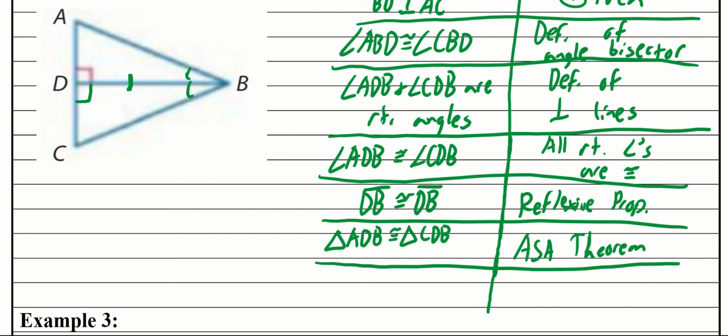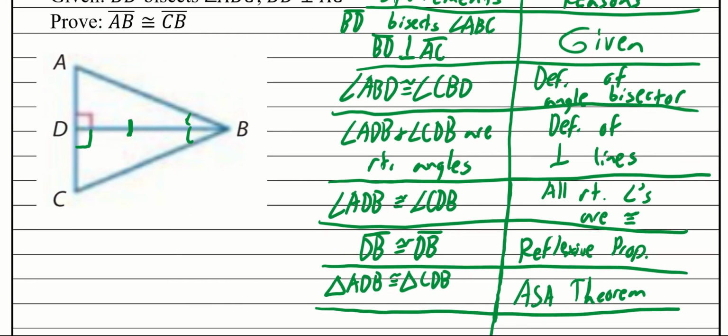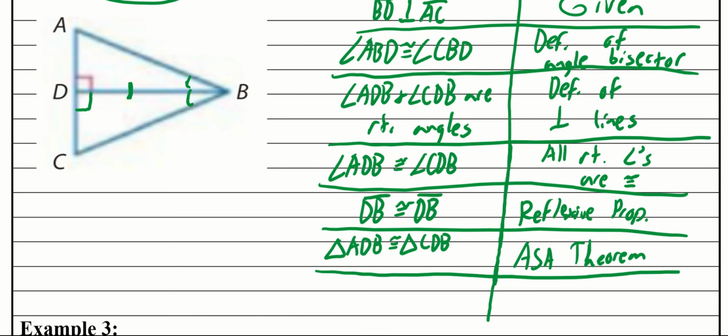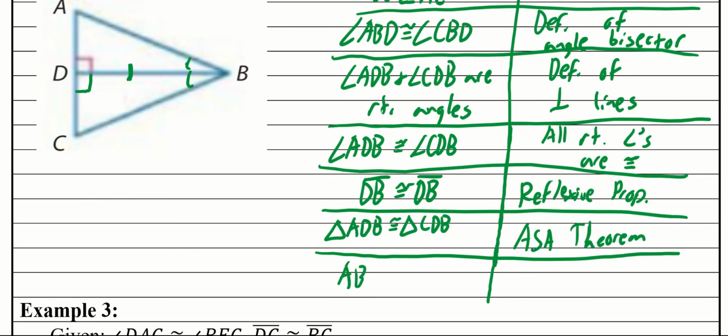But like I mentioned, that's not what we're trying to prove, right? What we're trying to prove is that AB is congruent to CB. So we need to show that the triangles are congruent first. So we've done all the work that we usually do, and now all we're going to do is add on one last step. So our last step here is now we can say what we're trying to prove. AB is congruent to CB.